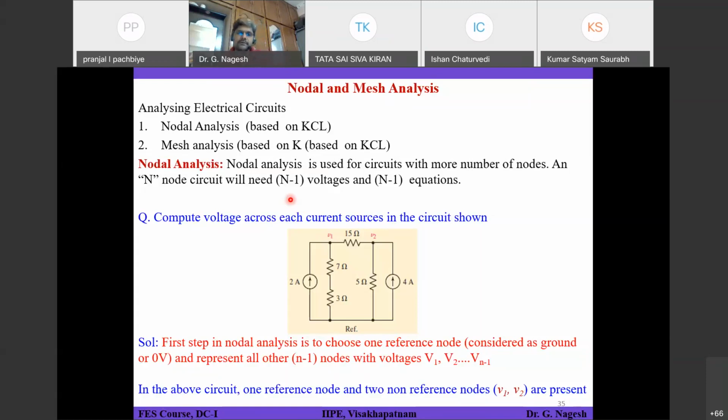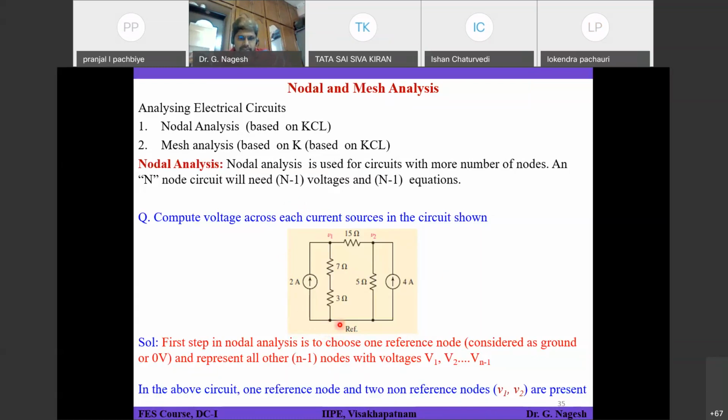We'll go to a simple example here. If you see this circuit, how many nodes are there? Four nodes. So for this circuit, to be exact, we have 4 nodes.